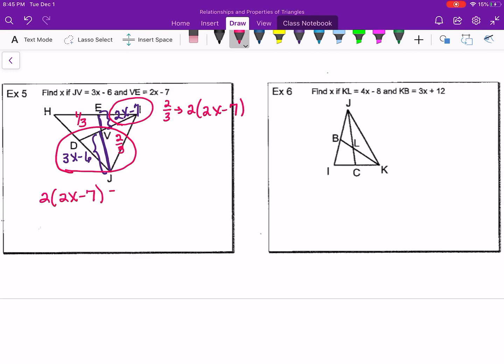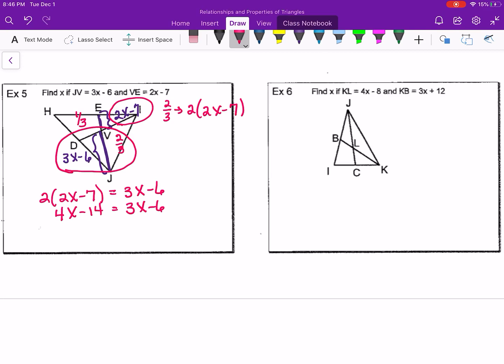This isn't using a formula, this is using a little logic. If 1/3 of the way across is 2x minus 7, then 2/3 would be twice that. But according to the formula, 2/3 of the way is also 3x minus 6. So they should be equal. Let's solve it and see what we get. 4x minus 14 is 3x minus 6.